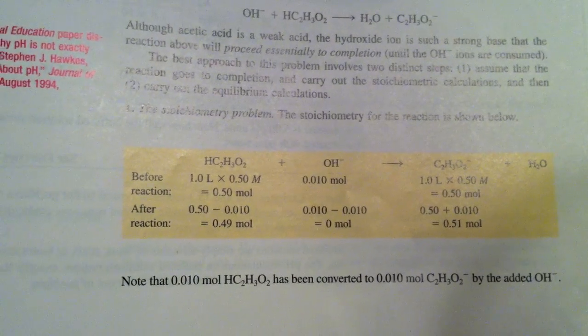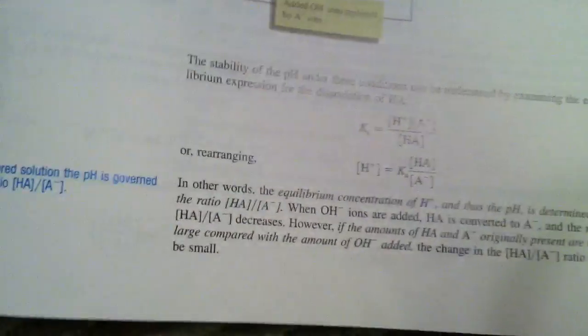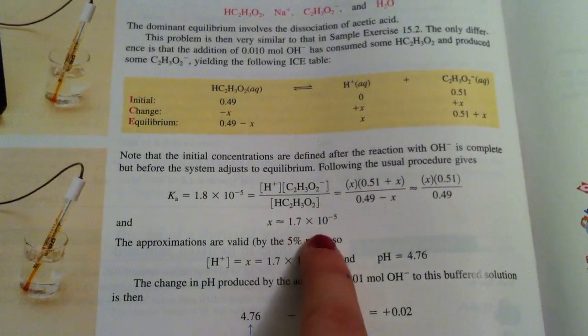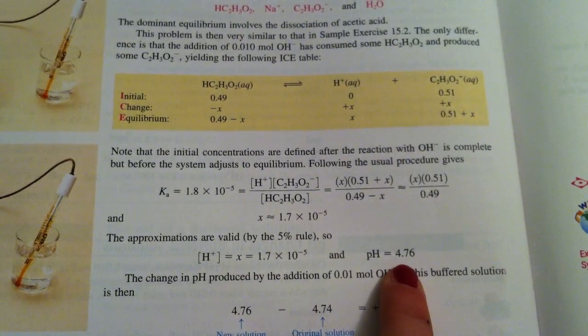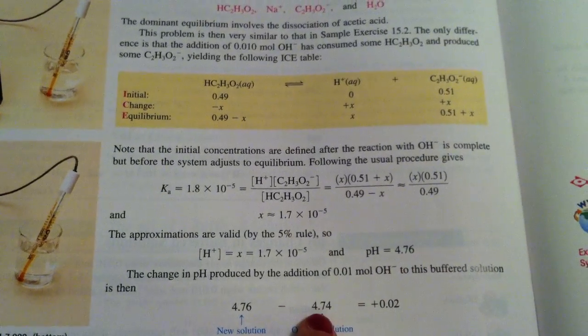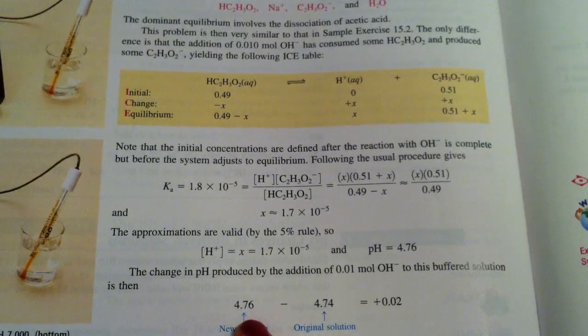Or if you are comfortable with Henderson-Hasselbalch, you will do that. Let's see what the book does. The book chooses to ICE, and we can neglect those x's, and we find x is 1.7 times 10 to the negative fifth, and the pH at this particular point is 4.76. Originally it was 4.74, and now it's 4.76.